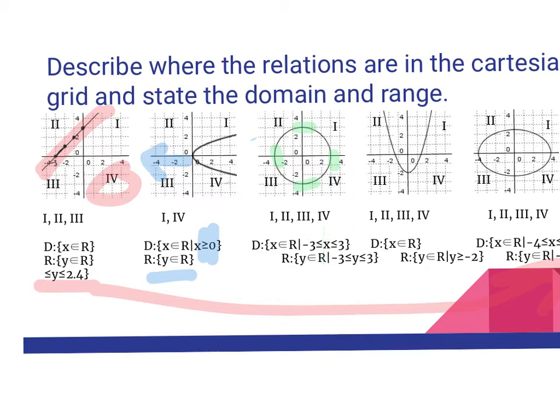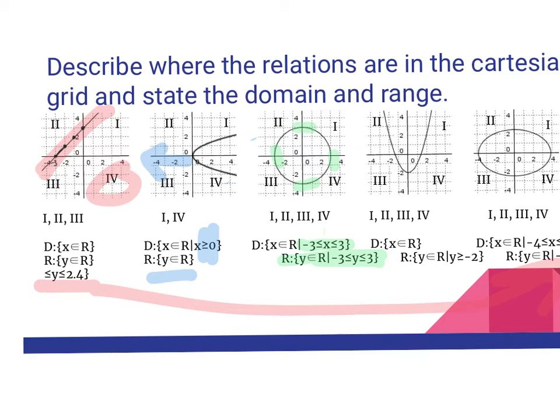We always start with the smallest number, and then we go less than or equal to up to the largest number. And the same with the range restrictions. We go from -3, less than or equal to y, less than or equal to 3. So it bottoms out at -3 and it tops out at +3.